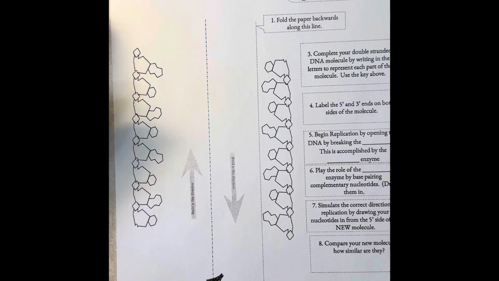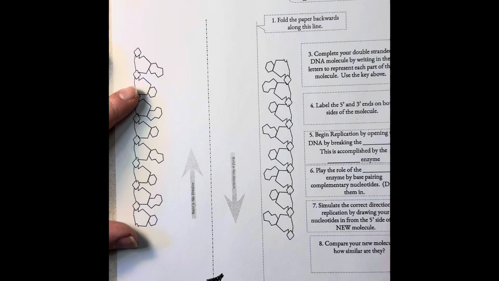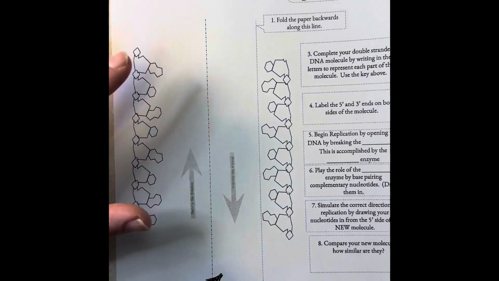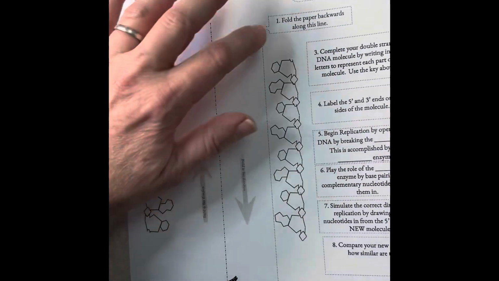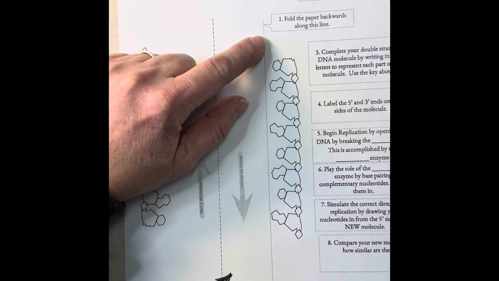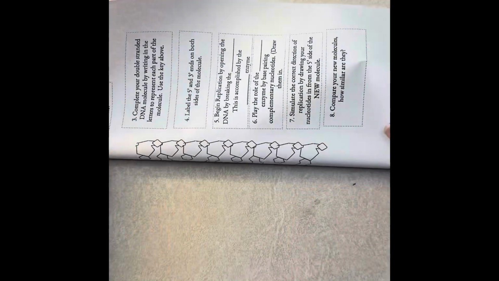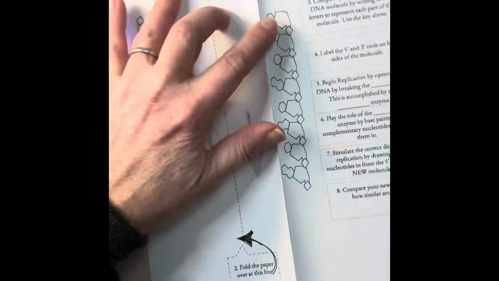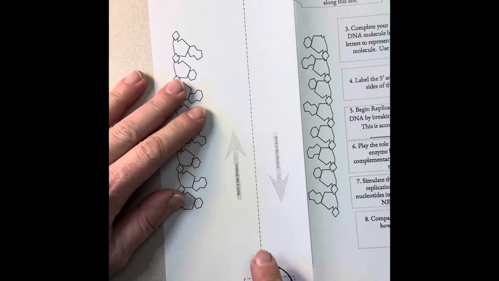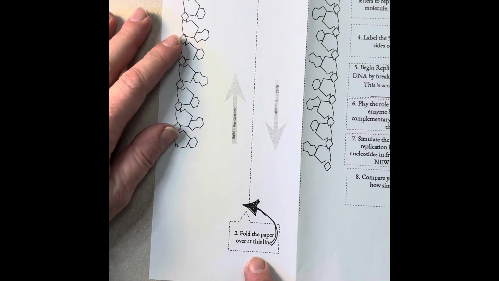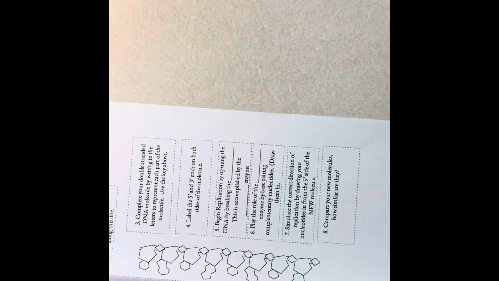DNA replication, the origami simulation. So your first step before doing anything else is going to be to do steps 1 and 2 in paper folding. First one is to fold the paper backwards along this line, which means back that way. And then the second one down here is to fold the paper this way over this line.